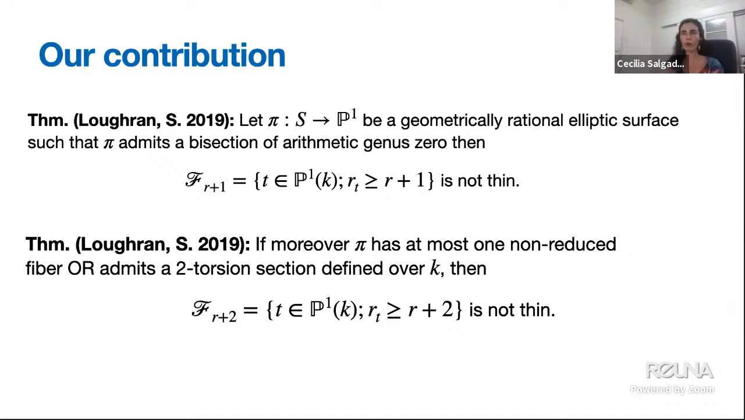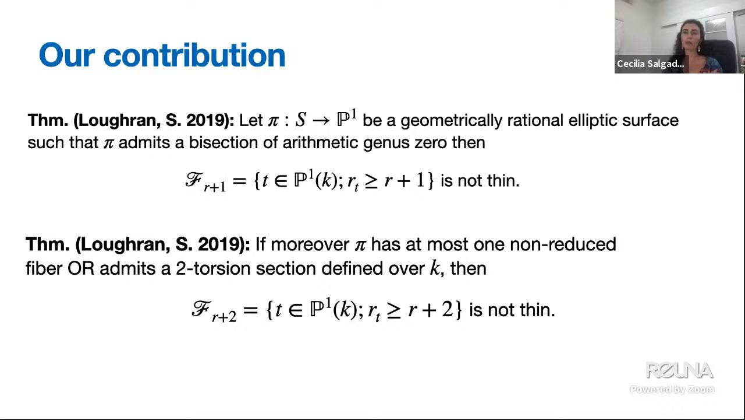So before I go on, I have two things to do before I tell you a little bit about the proofs and the methods that go on. First thing, I wanted to discuss the hypothesis of the theorem a little bit, the hypothesis of bisection here. So first, the hypothesis of being rational as a surface.